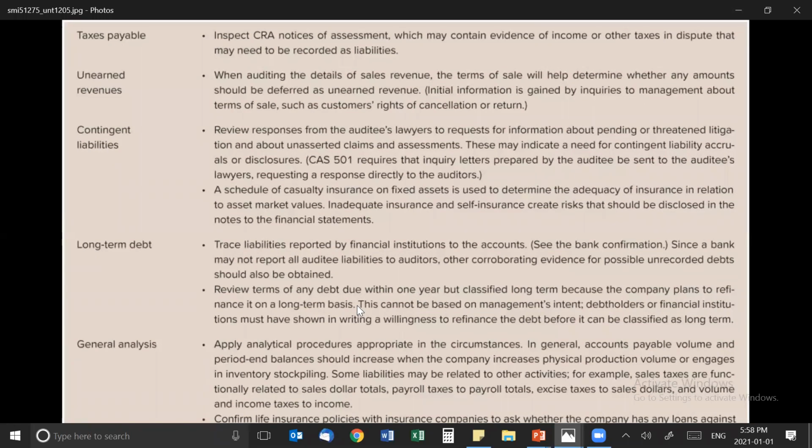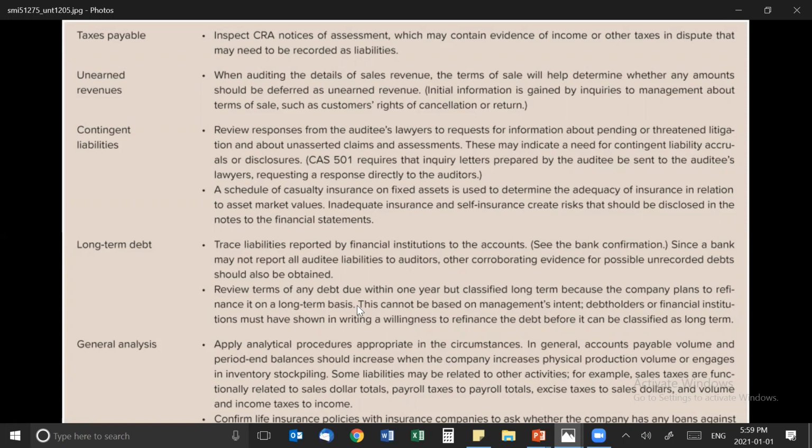So we would inspect the CRA notices of assessment, which may show that there is a liability that they need to pay. Or we would look at contingent liabilities. So contingent liabilities are payments of uncertain timing and extent. So maybe if it's probable that they're going to lose a lawsuit, they would have to record a contingent liability. So what we would want to do is send out a lawyer letter to their lawyers to request information about any pending or threatened litigation to determine whether we need to record a contingent liability.